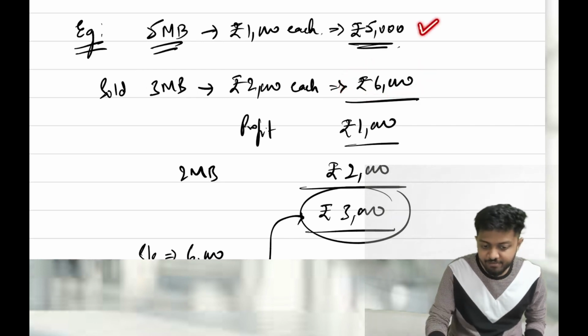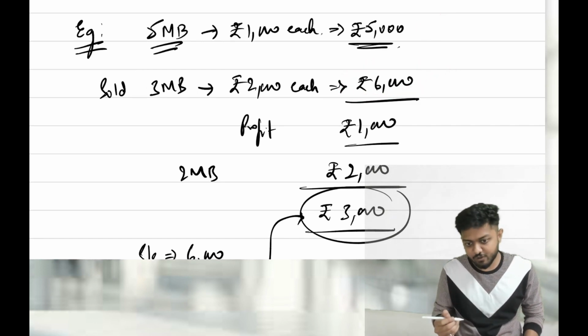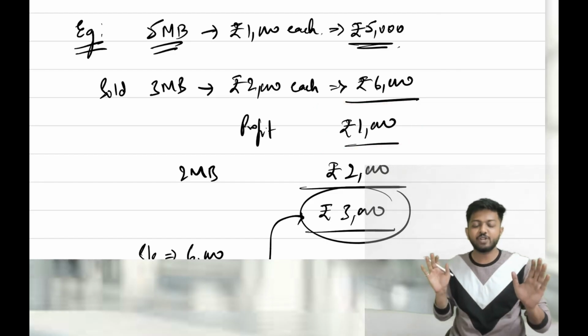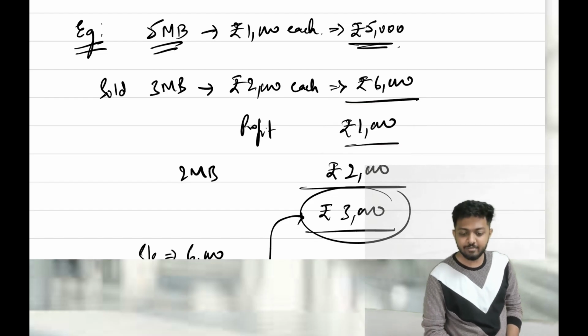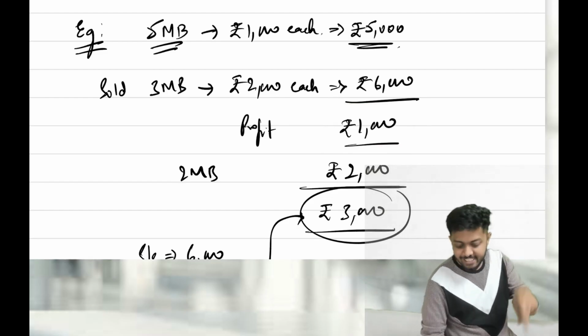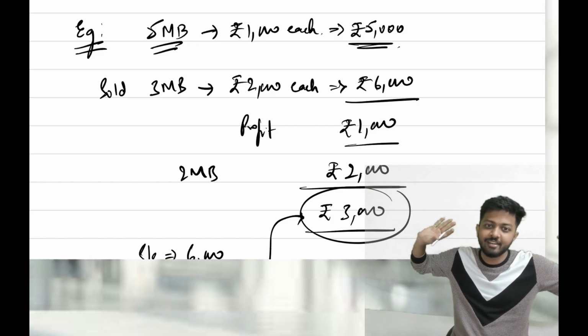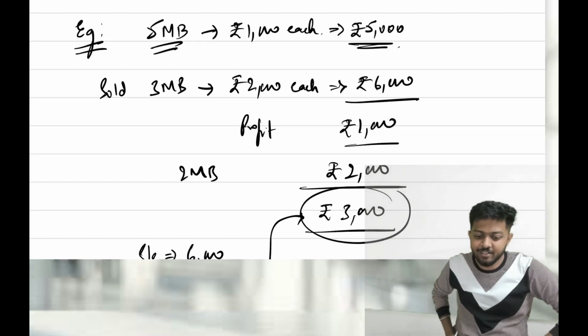Your total purchase is 5,000. Your total sales 6,000. So what is your profit? 1,000. 6 minus 5. Profit is 1,000. All of you, please comment. I will see the answers. Is my answer correct? Profit 1,000. Can I go to the next concept? Something is missing now. What is missing?